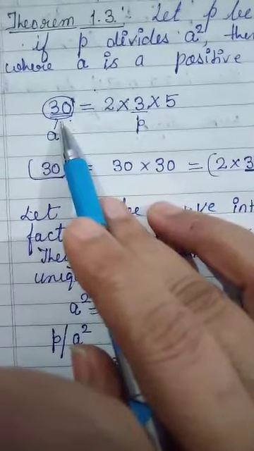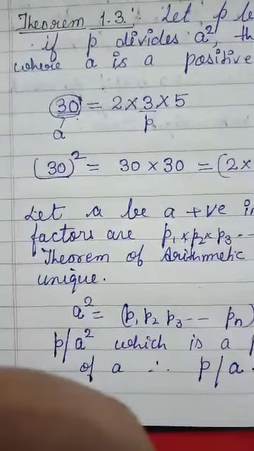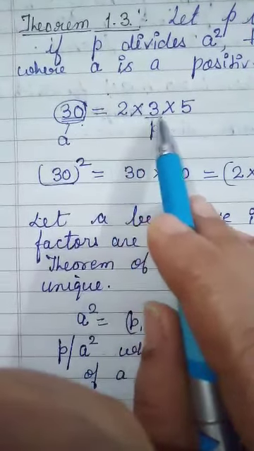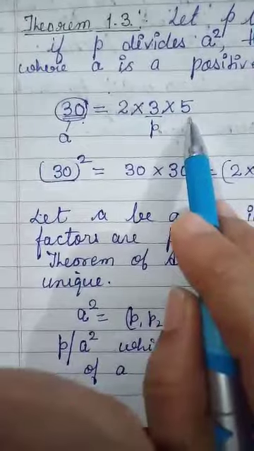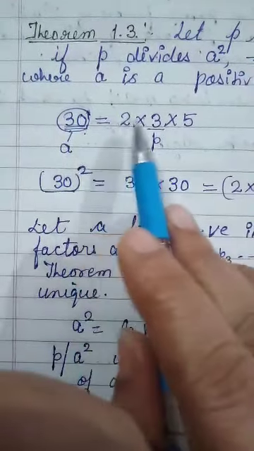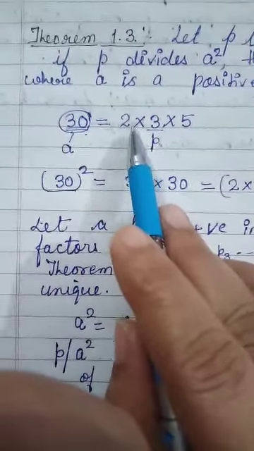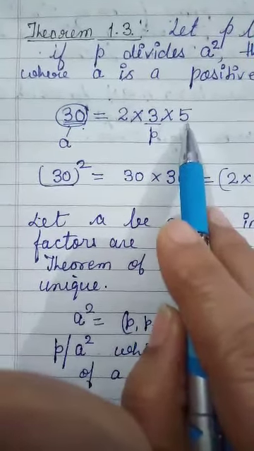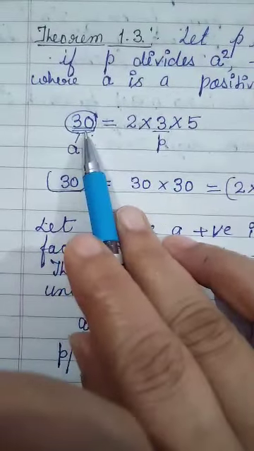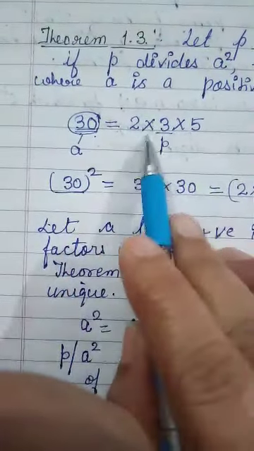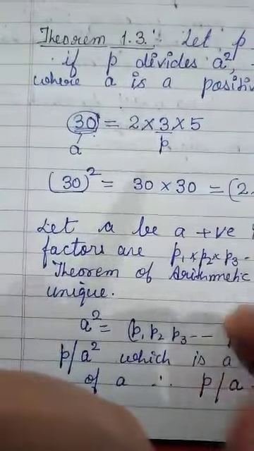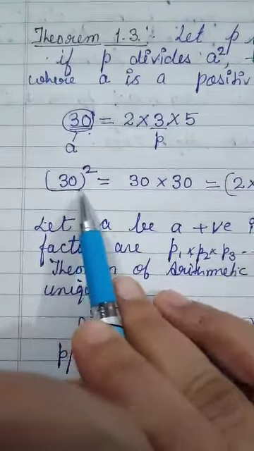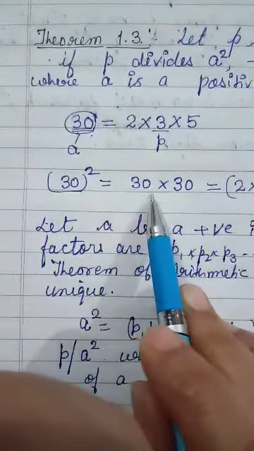30. What we have studied in fundamental theorem, that every composite number is having unique factorization of primes, right? So what is the prime factorization of 30? 2 into 3 into 5. 2 3s are 6, 6 5s are 30, right? So let A is equal to 30 and any prime number out of these three be P. So I am taking 3 as P. What will be the square of 30? I can write 30's square as 30 into 30.